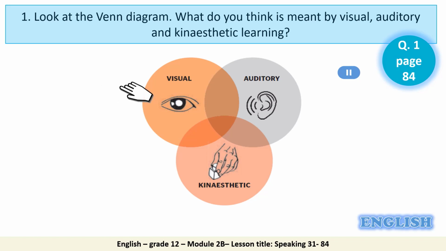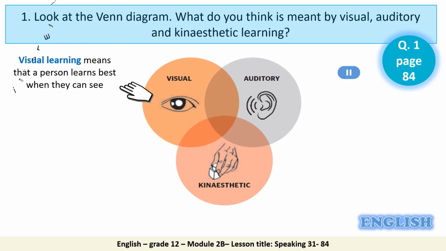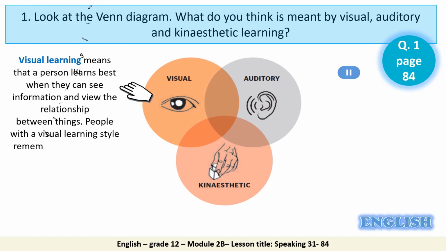Terrific. It definitely means that a person learns best when they can see information and view the relationship between things. In other words, they understand and remember things by sight, and they picture or create images in their mind of what they are learning.